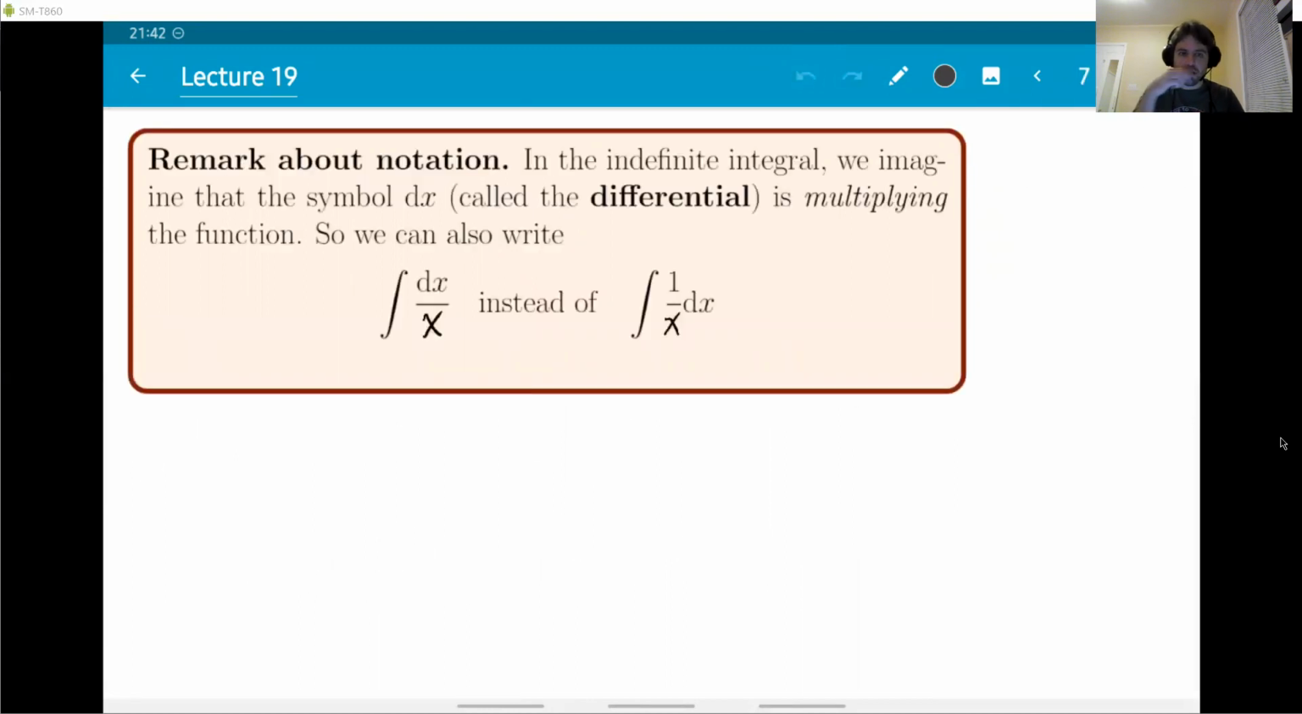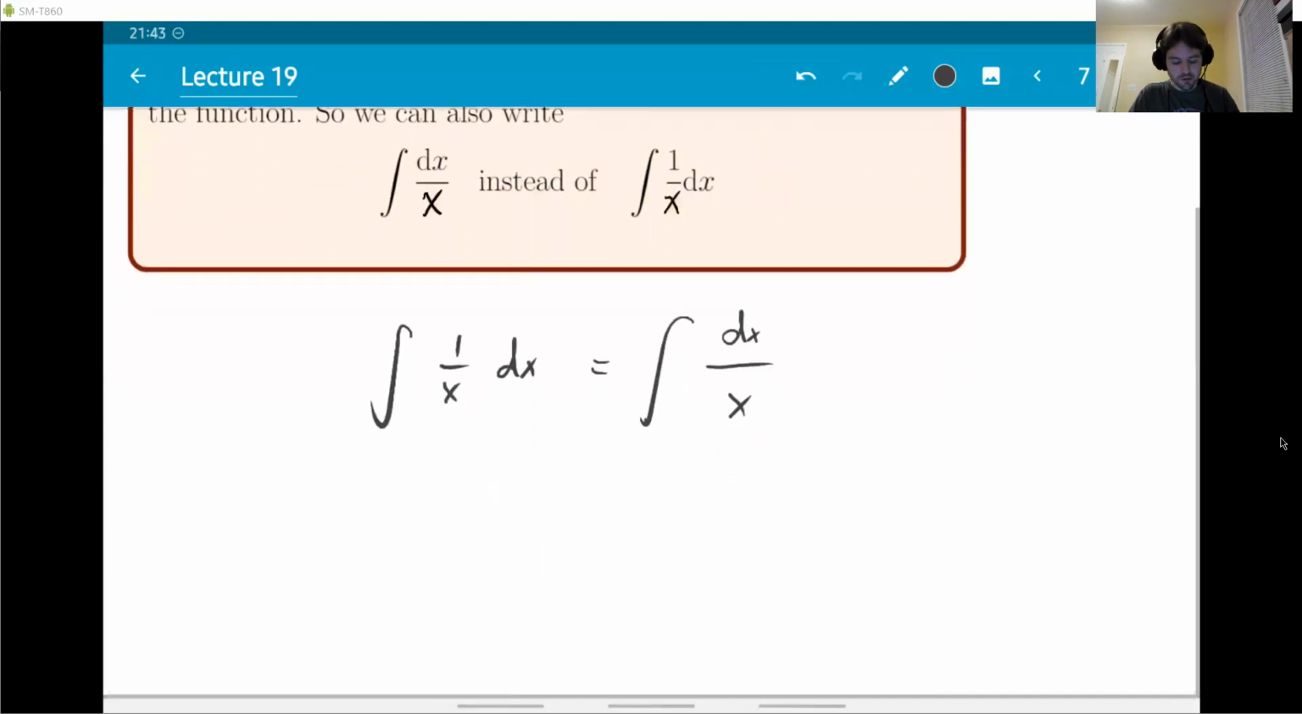Just a quick remark about notation here. Usually when you write an indefinite integral, the symbol dx, that's called the differential part of the integral, we imagine that it's multiplying the rest of the function. So for example, I had to write this x by hand, but I hope it's okay. Instead of writing the integral of the function 1 over x dx like this, which is also fine, you can imagine that dx is a symbol that multiplies this function, and you can multiply it with the 1 in the denominator. So it becomes dx over x. This just means the same thing. It's symbolic notation. Either one is fine to use.